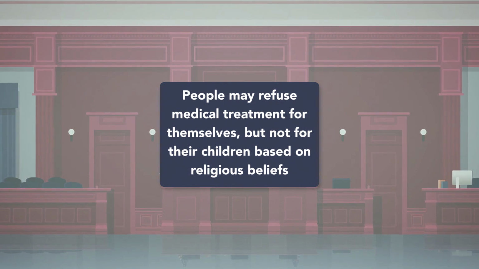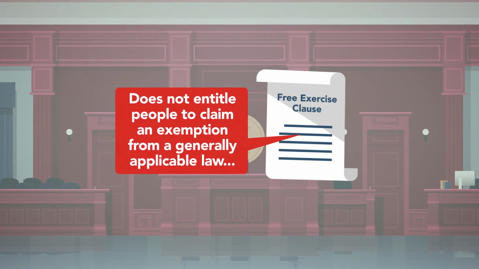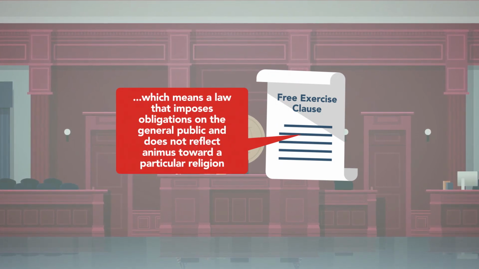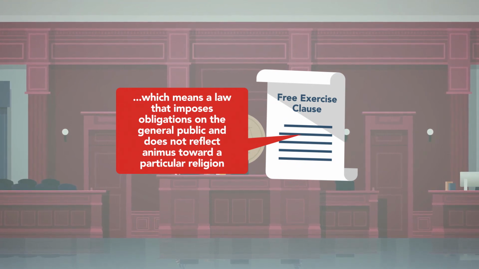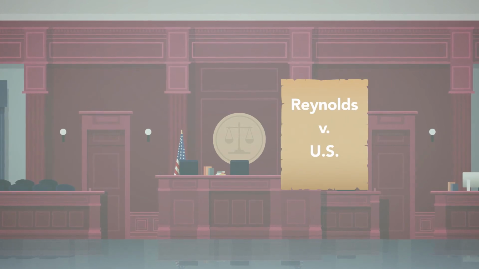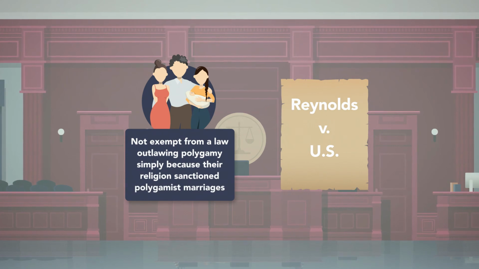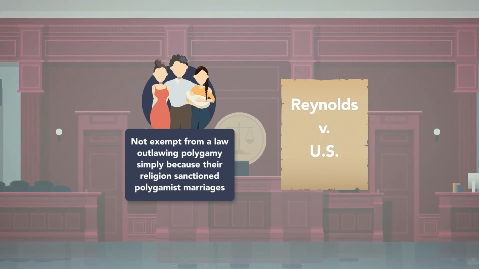Supreme Court case law has generally held that the Free Exercise Clause does not entitle people to claim an exemption from a generally applicable law, which means a law that imposes obligations on the general public and does not reflect animus toward a particular religion. In the Reynolds case we touched on earlier, for example, the court held that a polygamist couple was not exempt from a law outlawing polygamy simply because their religion sanctioned polygamous marriages.